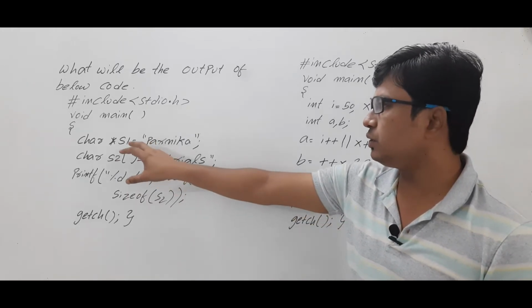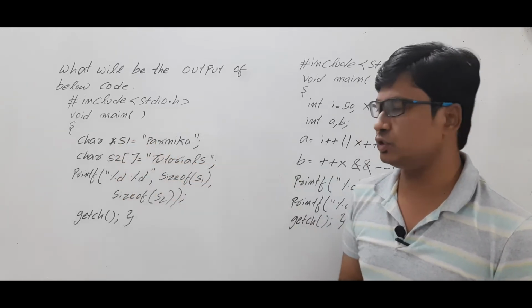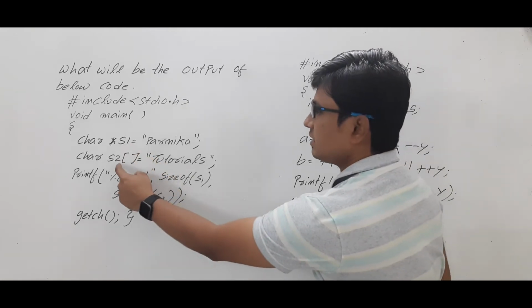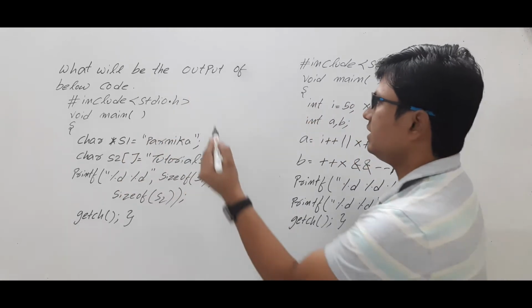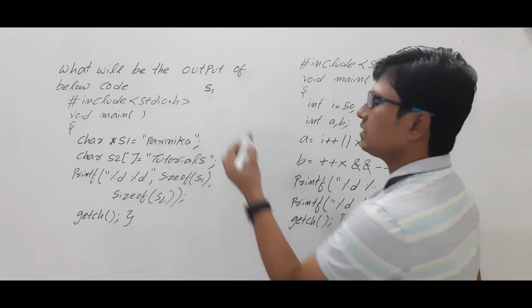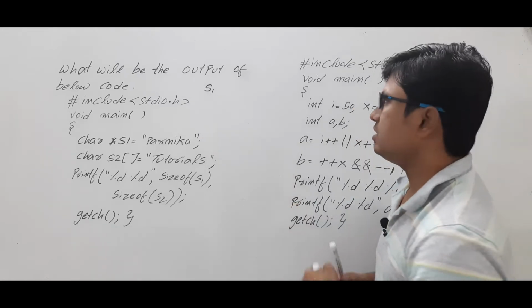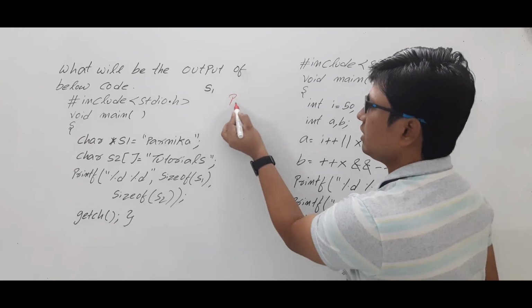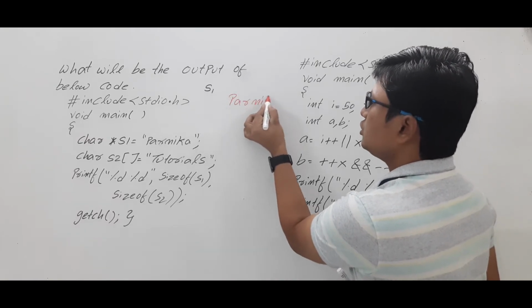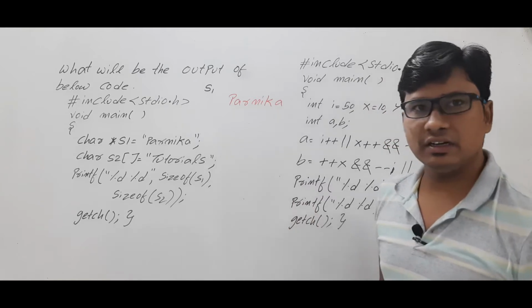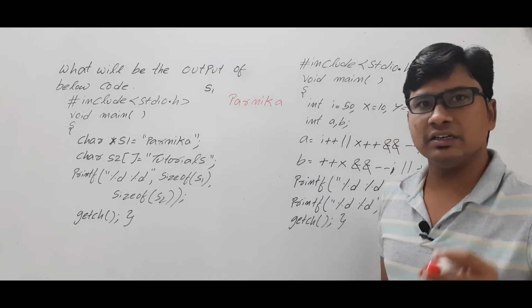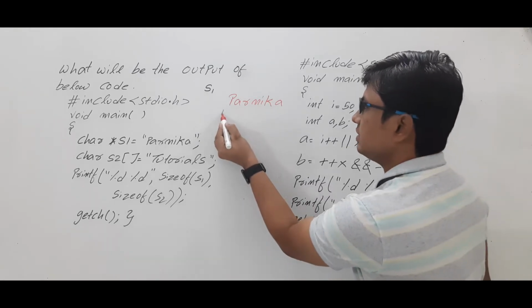Okay, now you need to understand what is the difference between these two. This is a pointer and this is an array. So S1 is a character pointer. So it can store the address of a character. So what is the string they have given? Parnika. Let's assume that this Parnika string is stored in some base address 100.